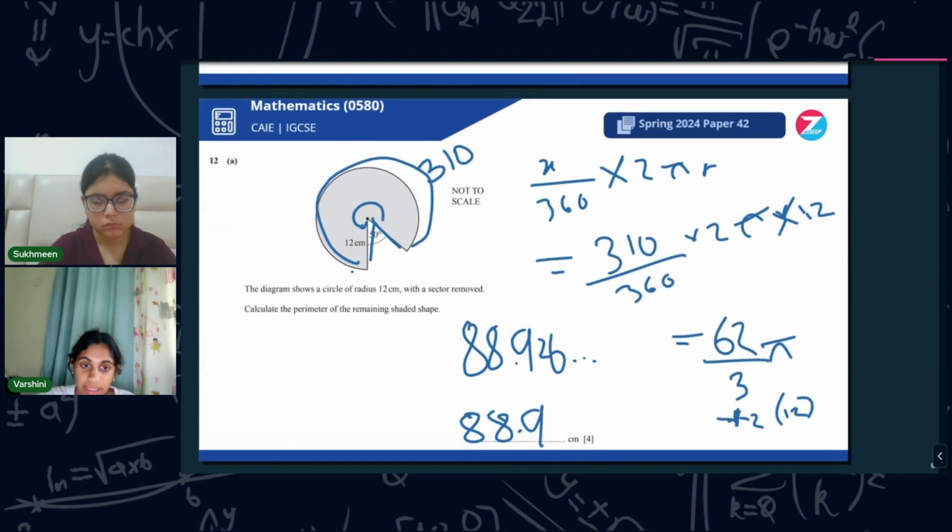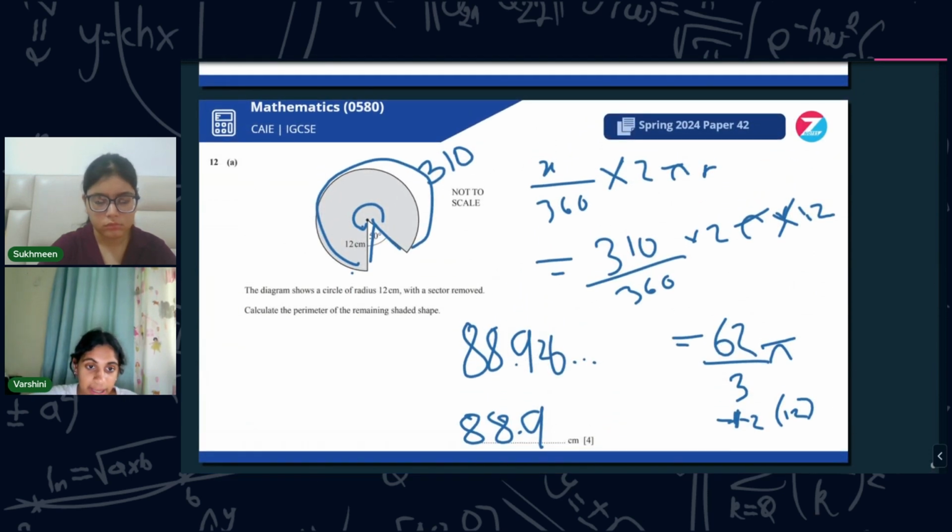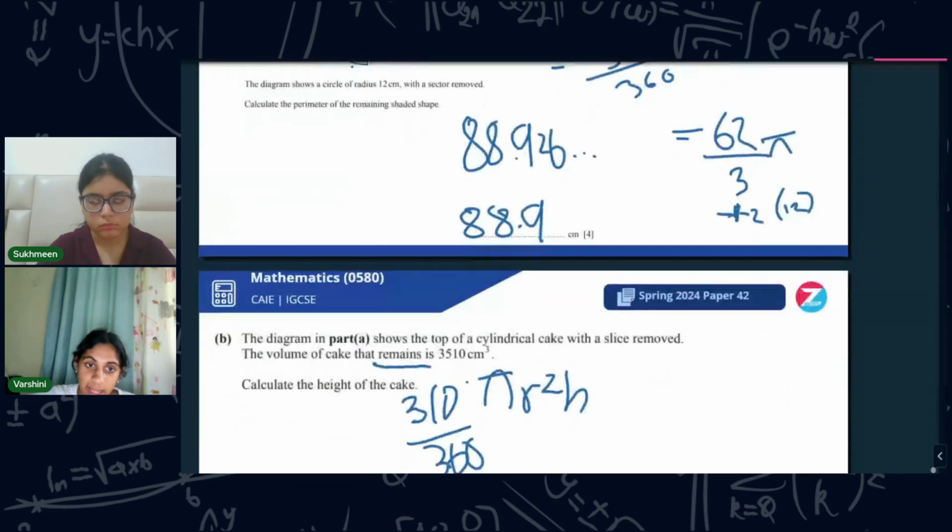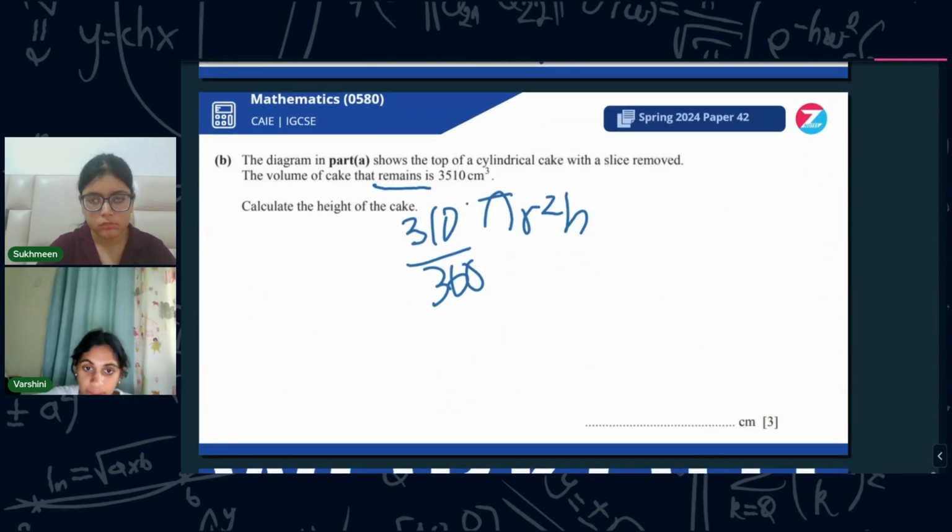And how do you know it's that? It's because, just like how for the perimeter it's just the angle into the actual formula of the perimeter, which is 2 pi r, just like that, we're multiplying the actual formula of the volume by the angle. So this much is going to give us 3510.